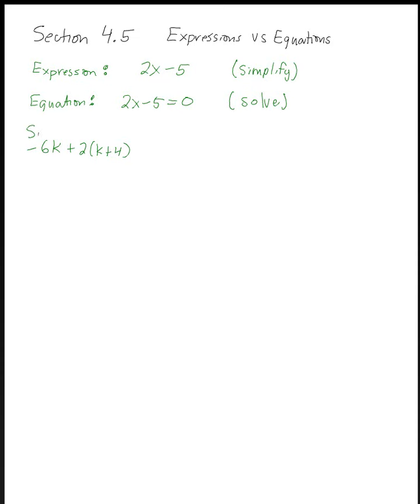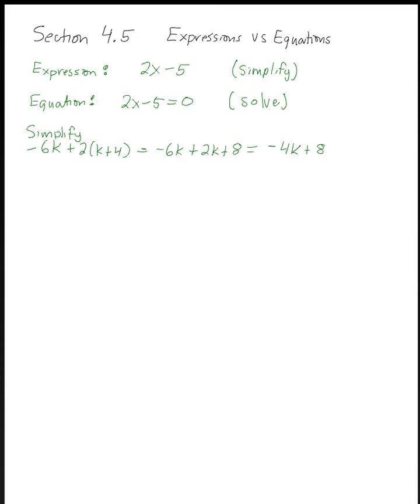When we have an expression, the directions will typically be simplify. Well, to simplify, we've been doing this now. We have minus 6k plus, we use our distributive property, 2k plus 8, and then we combine our like terms, minus 4k plus 8. All right, so there's my first example.